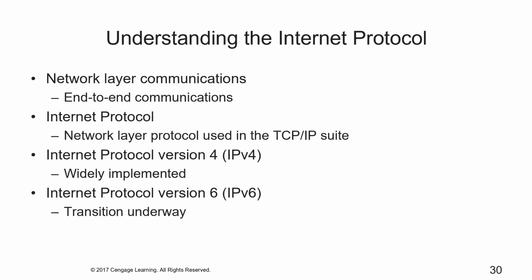So now we're going to talk about understanding the Internet Protocol. This is the point in the chapter where we move from the data link layer of the OSI model to the network layer. Again, remember the distinction between these two layers, but also remember some of it might be a bit blurry. We're going to talk about network layer communications, so end-to-end communications. The Internet Protocol, or IP, is a network layer protocol used in the TCP/IP suite. Internet Protocol version 4, or IPv4, is widely implemented, and we're transitioning to IPv6.